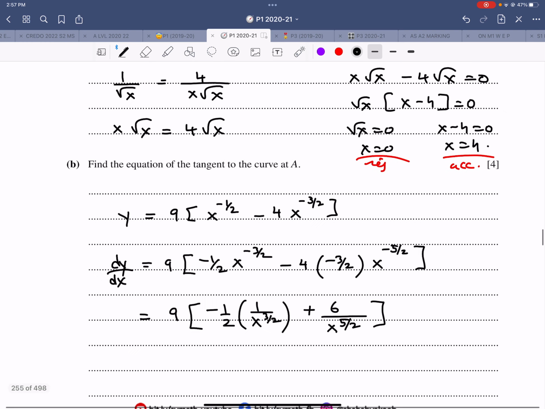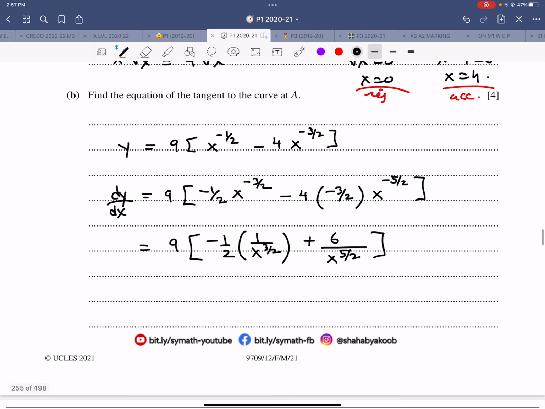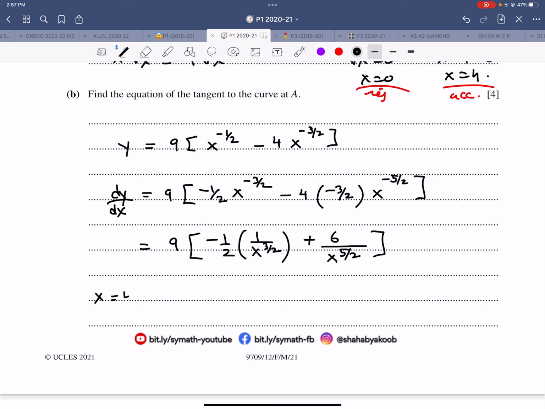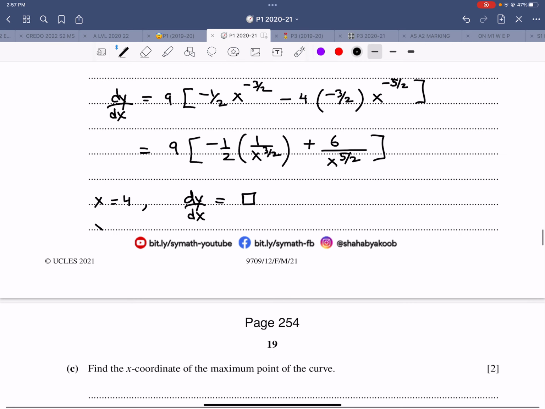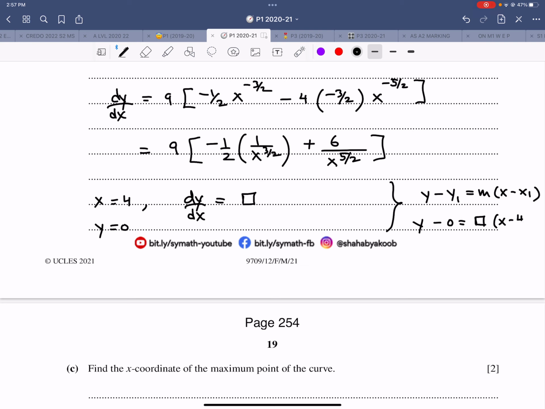And what is the value at A? When x is 4, you need to calculate dy by dx, which I'll do in a short while. The y coordinate is already 0. So the equation would be y minus y1 equals m times x minus x1. Y minus 0 equals this value, times x minus 4.